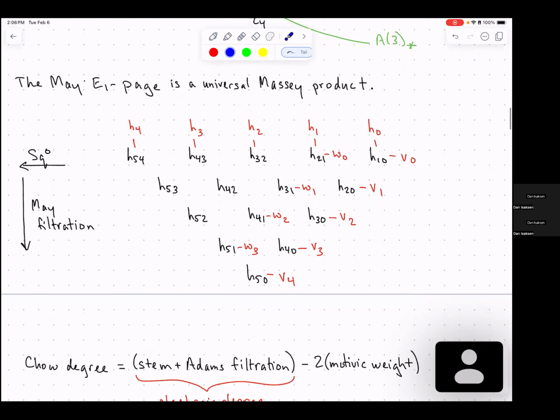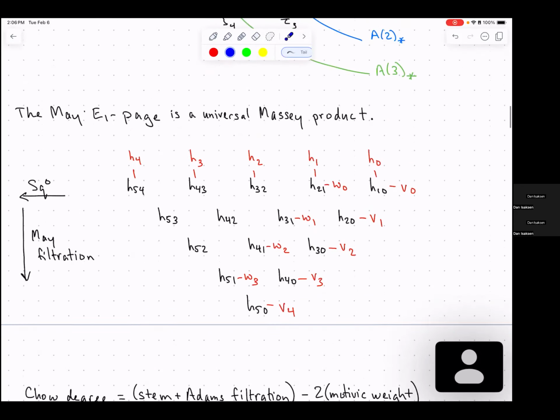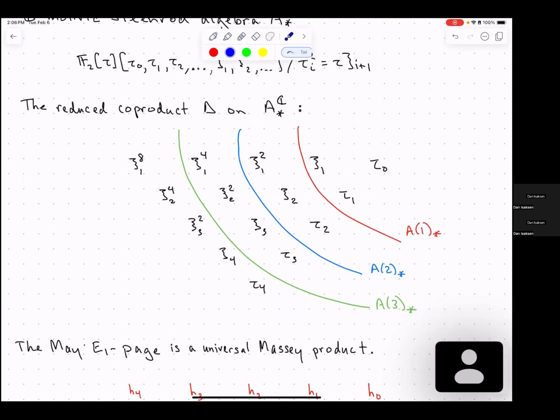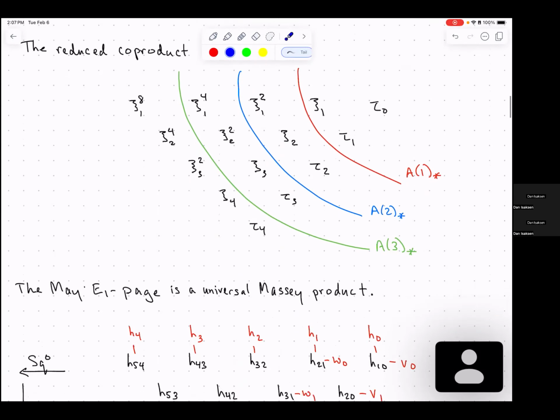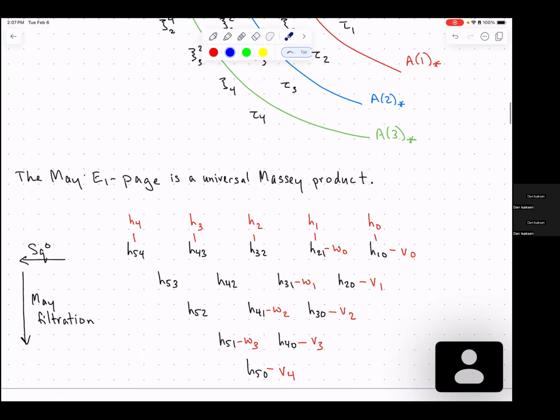The May E1 page is, all right, so you start with this, and then you filter the cobar complex, I guess, by powers of the augmentation ideal or something like that. There's some filtration called the May filtration, and then you end up with a spectral sequence, okay? And this picture involving the coproduct ends up translating into this picture about the May E1 page.